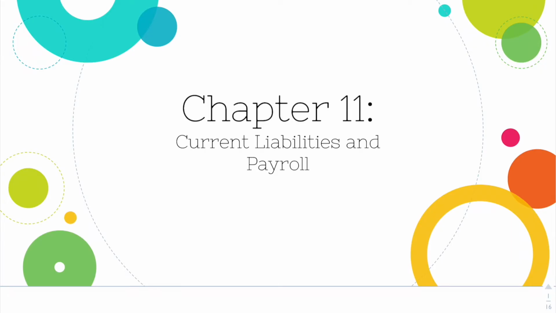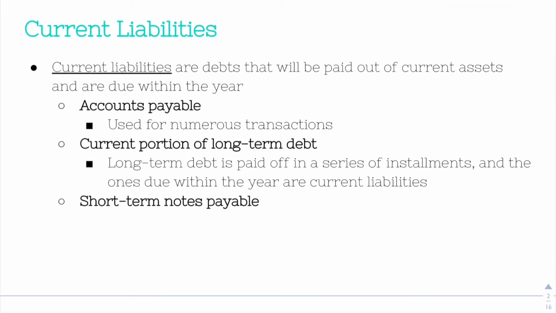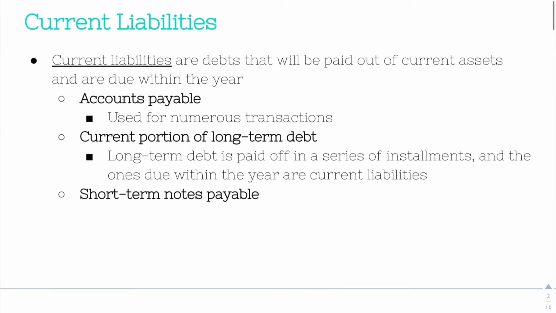Okay, Chapter 11 is Current Liabilities and Payroll. So, what are current liabilities? Current liabilities are debts that will be paid out of current assets and are due within the year. So, within the year is the key phrase right here. Whenever you see current, that means within 1 year. And I think that was a question on your last exam.